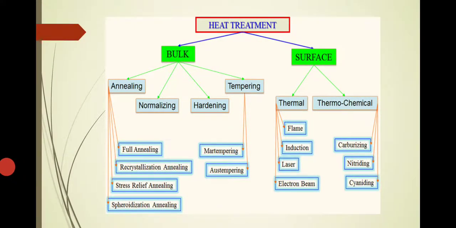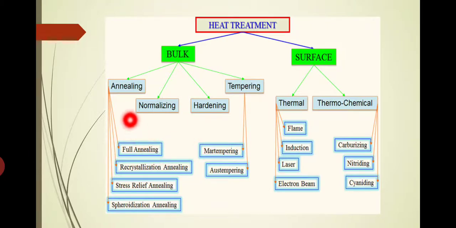Coming to the sub-classification, the annealing process is further divided into full annealing, recrystallization annealing, stress relief annealing, and spheroidization annealing. All these are based on the temperature difference. For full annealing, we usually heat above the critical temperature for hypoeutectoid steel, and below the critical temperature for hypereutectoid steel. Like that, the temperature up to which we are heating, as well as the cooling rate, will decide which heat treatment process it is.